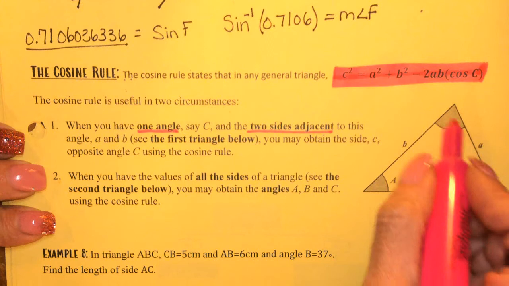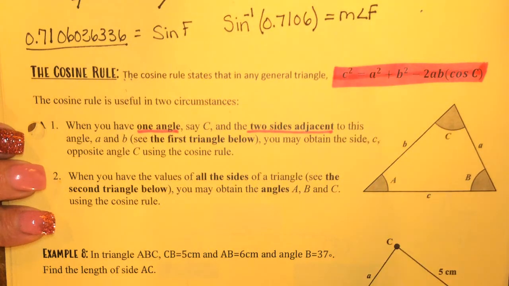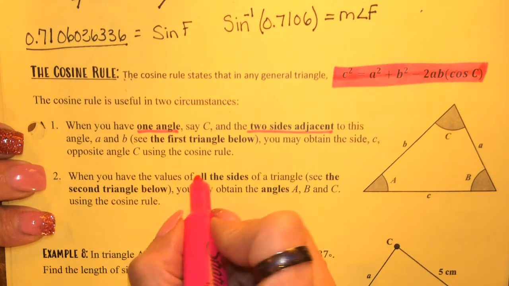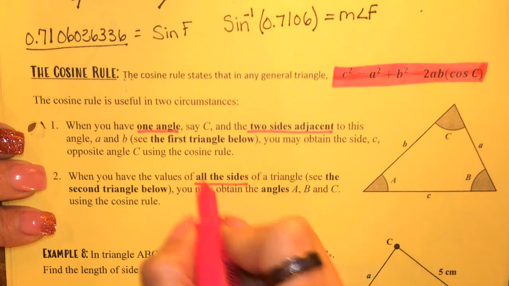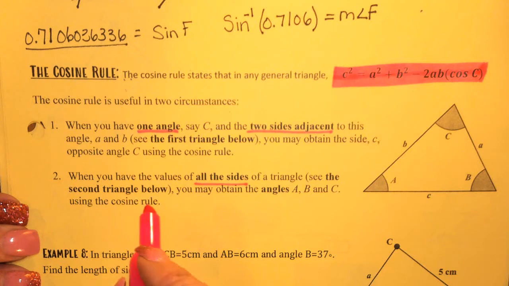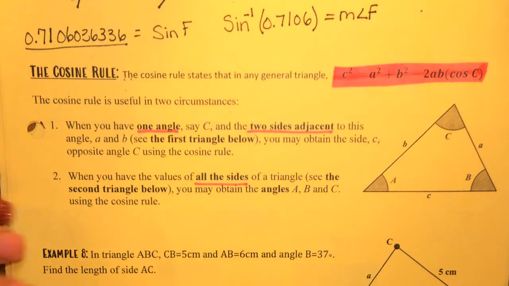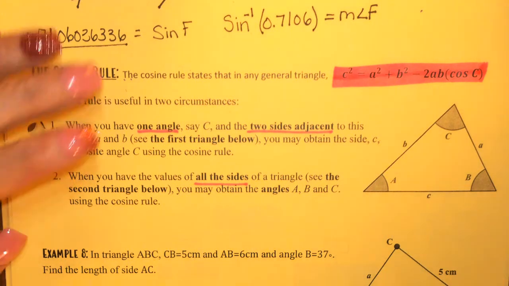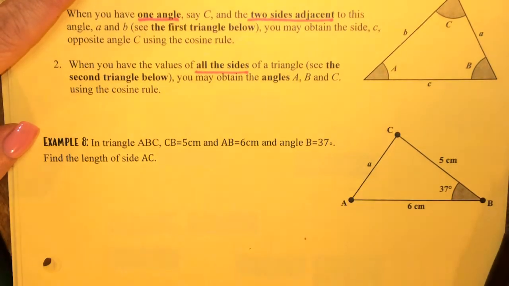See the first triangle below, which is this one right here. Actually, it's the one we're about to do. Or you know all the sides, and this is where I always think of the cosine rule. The second triangle below, that's how you can find the angles when you know all the sides. Okay, so here we go. So I'm going to move this up.